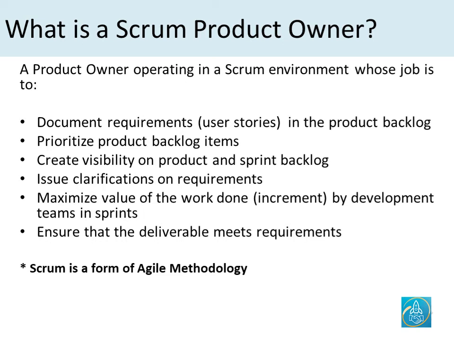It is the role of the Scrum product owner to create visibility around the product backlog as well as the sprint backlog, to make sure all the stakeholders and the development team members and the other team members within the Scrum environment are aware of what's going on, what is currently being worked upon, what's coming their way. And then it is the role of the Scrum product owner to issue clarifications, answer any questions that the development team members may have, either prior to the start of the sprint or during the sprint.